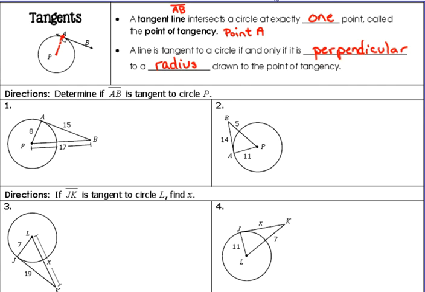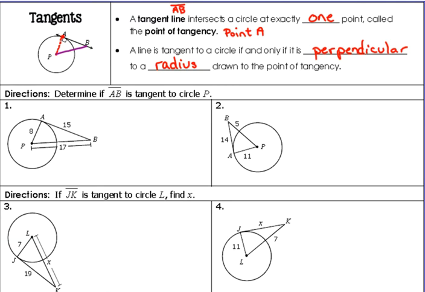A lot of times what is going to become involved in these problems is a right triangle. If we also draw a segment from P to B, we will use the relationship there with the Pythagorean theorem. Okay, so let's look at the first set of problems. Determine if AB is tangent to the circle P. Let's look at number 2.